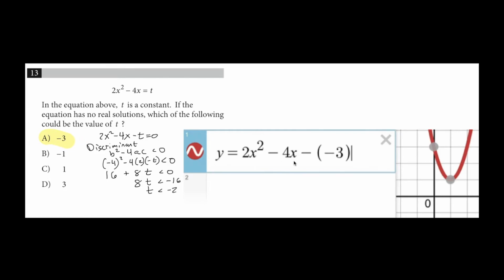Now, I wanted to show you also, if you had access to a graphing calculator, which you don't in this problem, but if you did, if you wanted to graph it, you'd see that this has no real solutions because it doesn't touch the x-axis. It has no x-intercept, so therefore the polynomial itself has no real solutions.